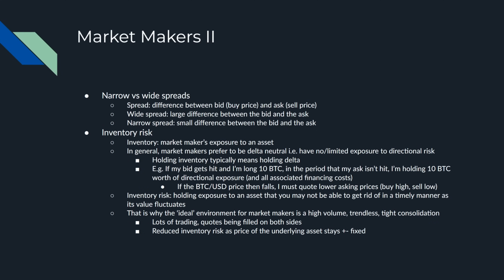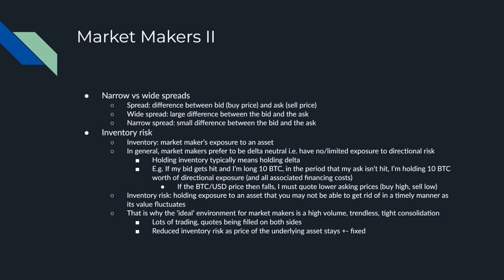With that in mind, we can then articulate what inventory risk actually is, which is holding exposure to an asset that you may not be able to get rid of in a timely manner as its value fluctuates, and usually in the form of moving against you, right? So that's why the ideal environment for market makers is a high volume, trendless, tight consolidation, which would mean there's lots of trading going on, so quotes being filled on both sides, and reduced inventory risk because the price of the underlying asset stays fixed.